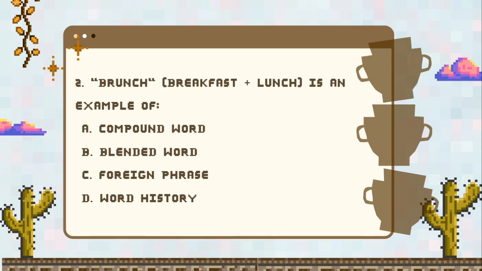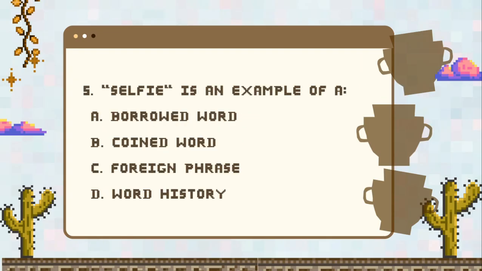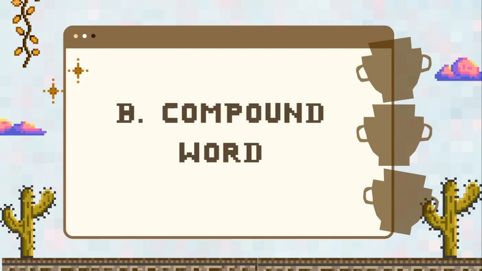So what's the answer, guys? And the answer is blended word, because it combines parts of two words: br from breakfast and unch from lunch, not the whole words.